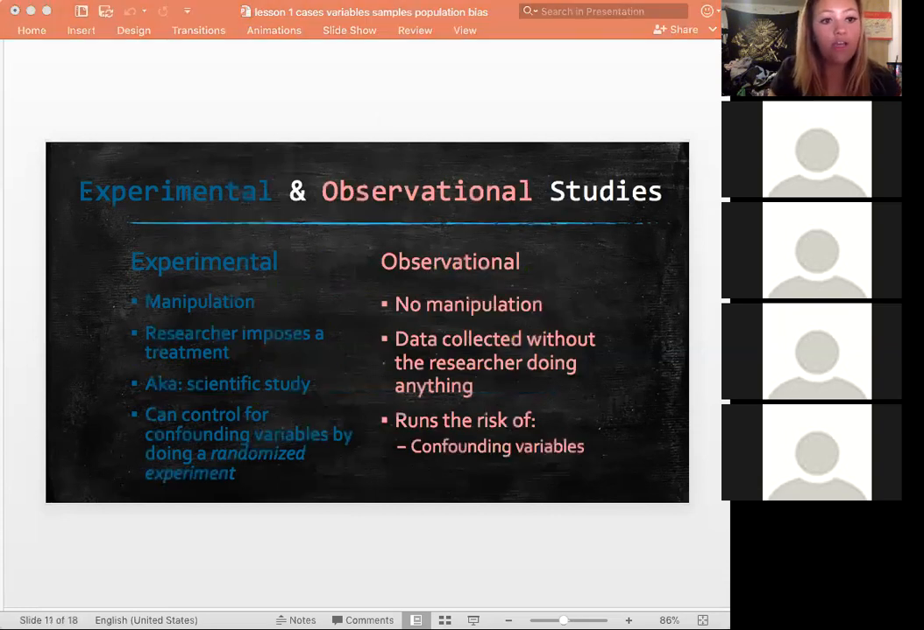Okay, so now talking about studies, experimental and observational studies, these are just going to be the two different types that we do. So like I've been talking about, when you have a randomized experiment, that's what we prefer, because it's going to give you a more representative sample.